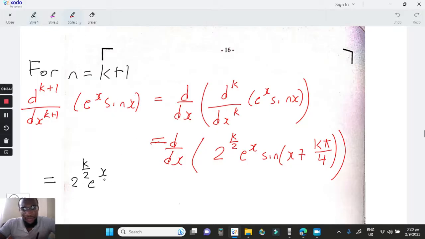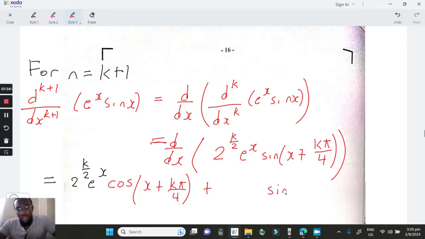Bear with me. So we keep the first times the derivative of the second. When we differentiate sine, we get cos in bracket x plus k pi over 4. Plus, keep the second now. So we keep our sine in bracket x plus k pi over 4 times the derivative of the first. Now when you differentiate e to the x, you always get back e to the x, but there's a constant, so you put back a constant 2 to the k over 2 e to the x.